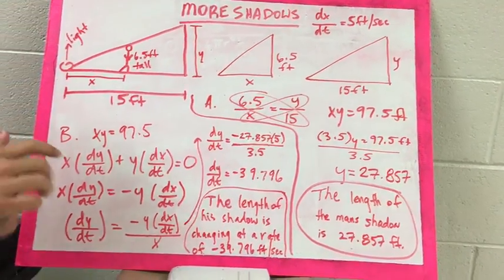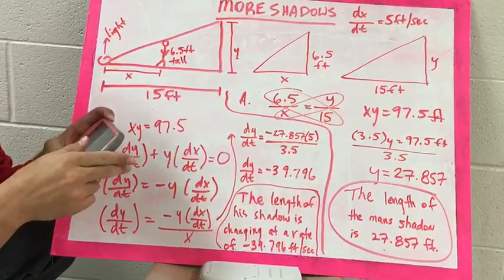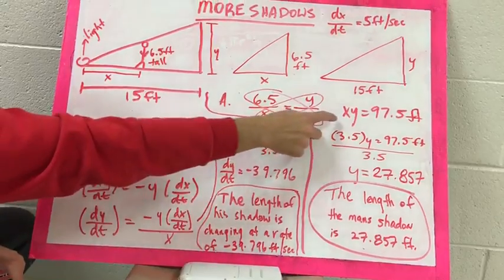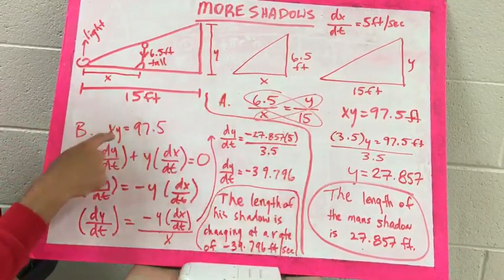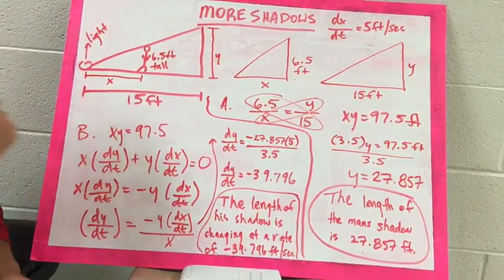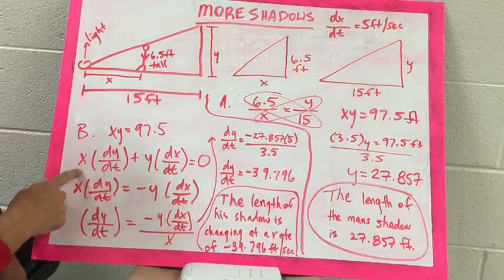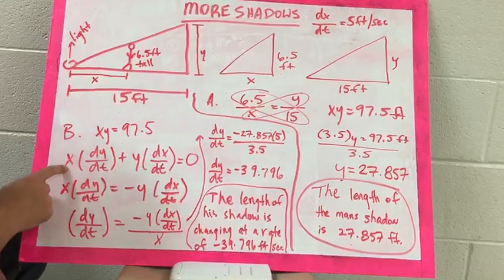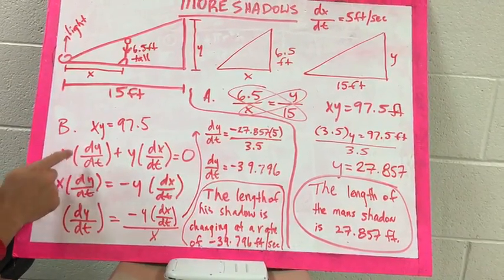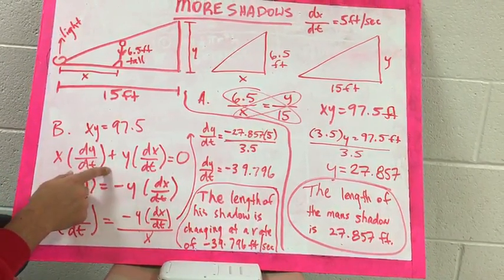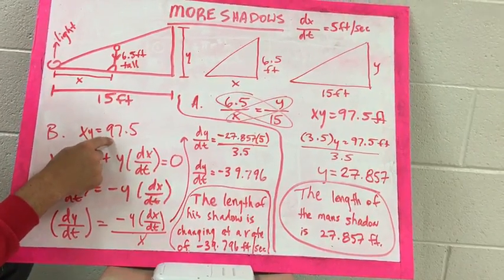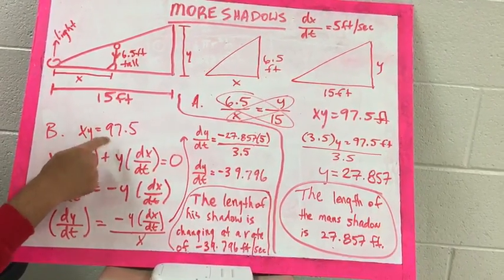And then next for B, we are finding how fast the length of the man's shadow on the building is changing. So we can use the same problem we found over here in part A, XY equals 97.5 feet. So first we need to define the derivative of that. So we would use first d last plus last d first. So that'll be X times dy over dt plus Y times dx over dt equals 0 because 97.5 is a constant. So the derivative of that is always 0.